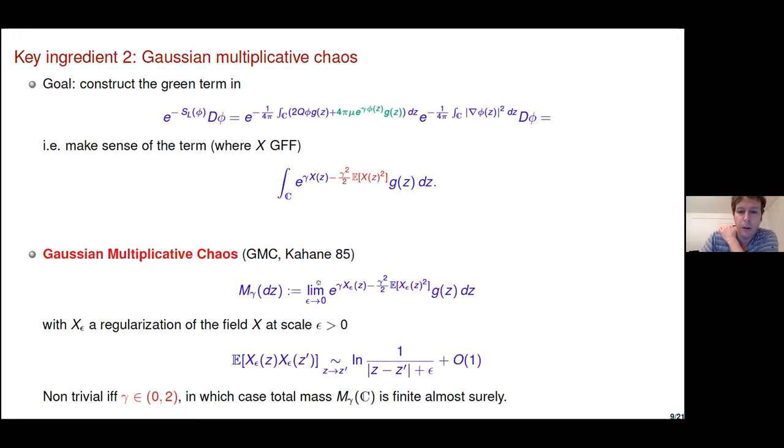And you take the exponential and you take out exponential minus gamma square over 2, the variance, which is actually of the order log 1 over epsilon. You take out this counter term and you go to the limit. And what Kahane showed is that if you take gamma in 0,2, this thing converges to a random volume form on the complex plane, which has a total mass which is finite almost surely.